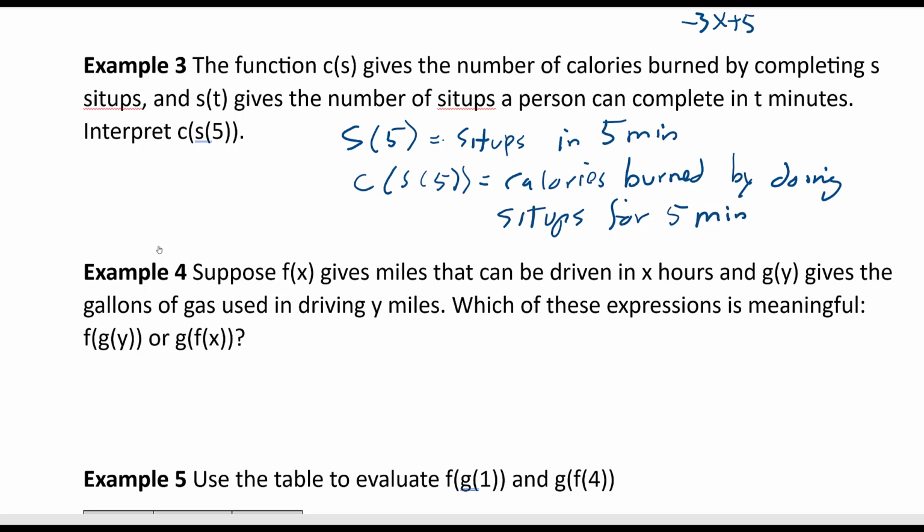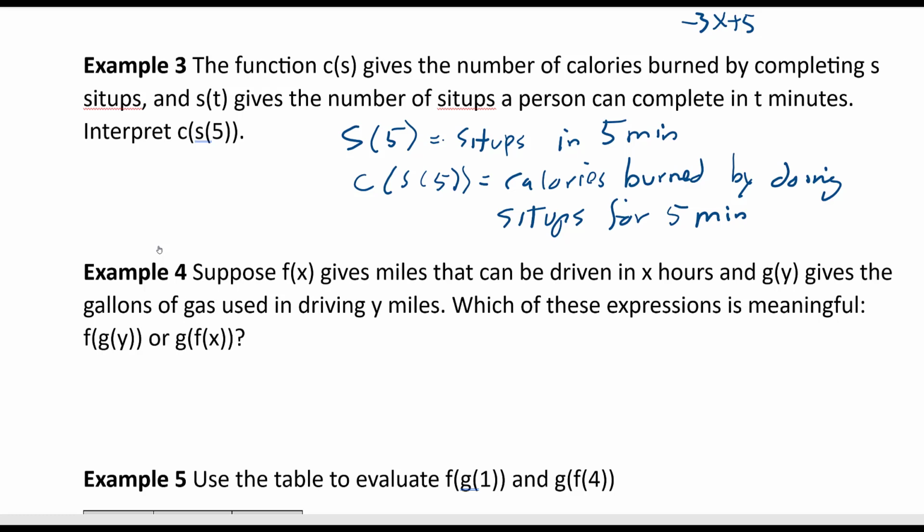Example 4. Suppose f of x gives miles that can be driven in x hours, and g of y gives the gallons of gas used in driving y miles. So which of these expressions is meaningful? f of g of y or g of f of x? Well, what do you think?